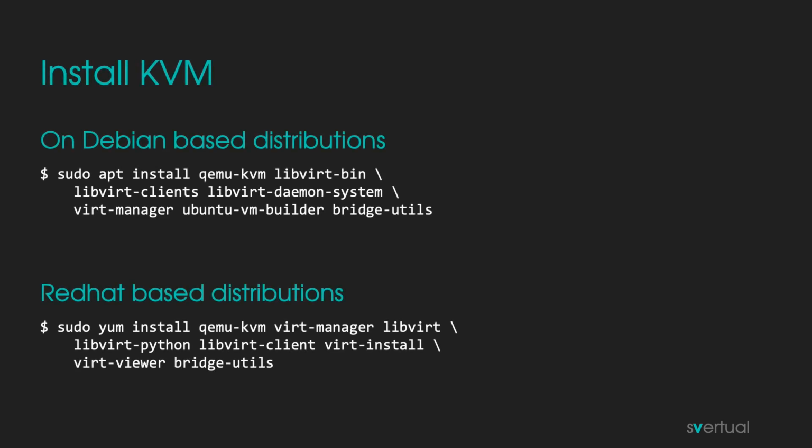The first step is to install KVM. On Debian-based distributions like Ubuntu or Debian, you can use the apt command and install the QEMU, KVM, and libvirt packages. For Red Hat-based distributions, you can use yum or DNF to install the QEMU and libvirt packages. Note that there is a slight difference in the names of the packages between yum and apt, and you'll have to use the appropriate command depending on what distribution you have.